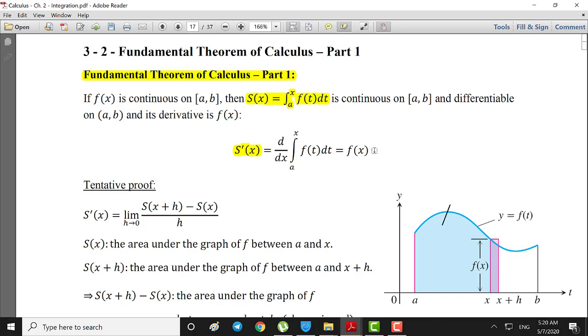Okay? This is what you learn in part 1 of the fundamental theorem of calculus. So, the theorem says that if we have a function f of x which is continuous on an interval, then the function s, which we define as the integration from a to x of f of t dt, has a derivative which is equal to f of x. Okay?